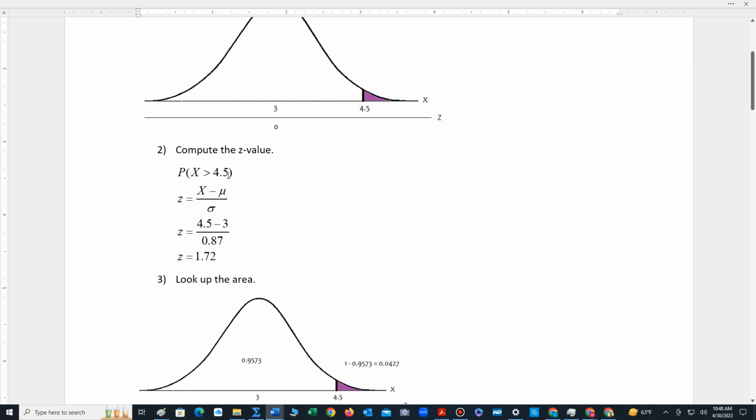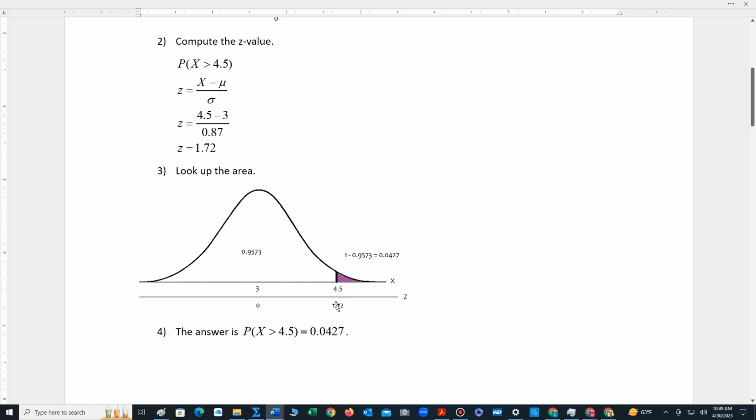In order to compute this probability, we need to convert to a z-value. So 4.5 must be converted to a z-value. So we plug it into this standard z-value formula for the normal distribution. 4.5 minus 3 divided by 0.87. We always round to two place values. 1.72.